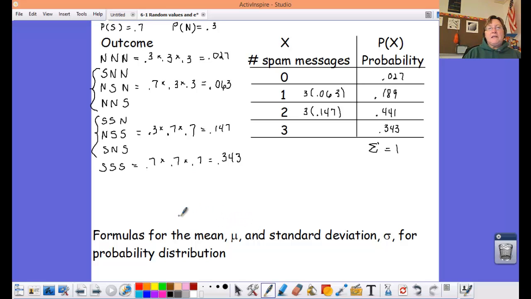The formula for the mean, so mu, is equal to the sum of x, that is data value, times p of x. The probability that that happens. So for each of these rows in my table, if I want to come up with a mean for this distribution, I have to multiply the x value times its probability of happening.